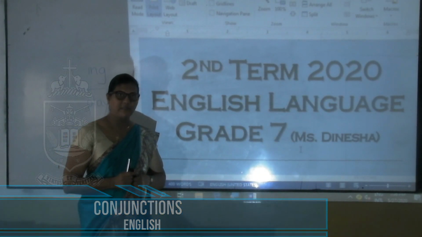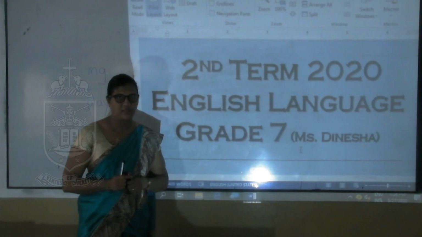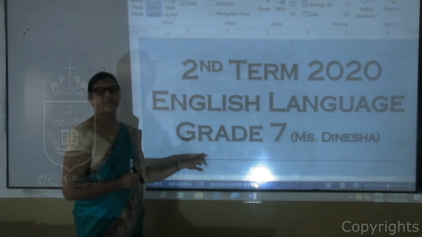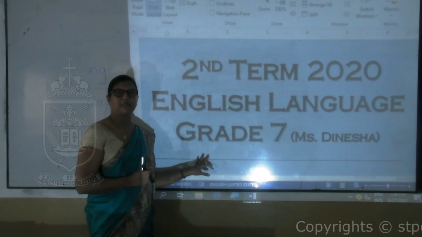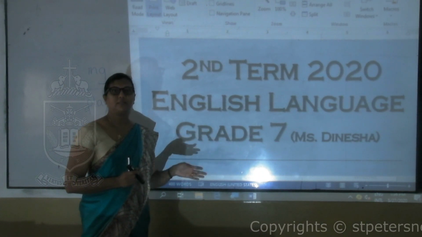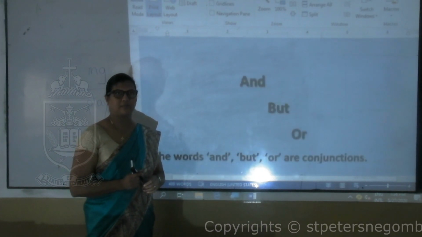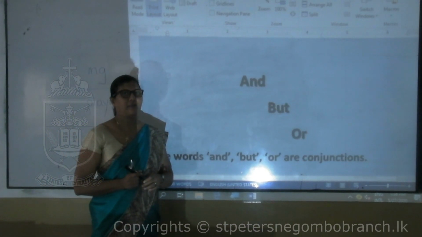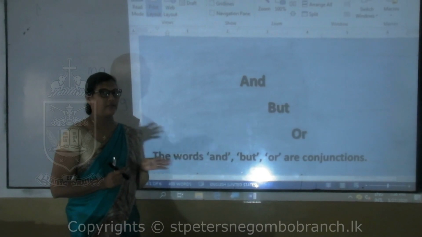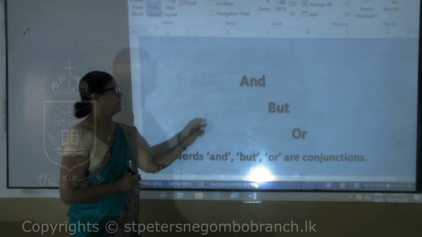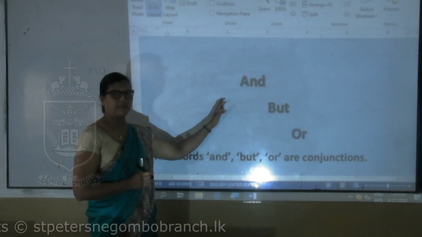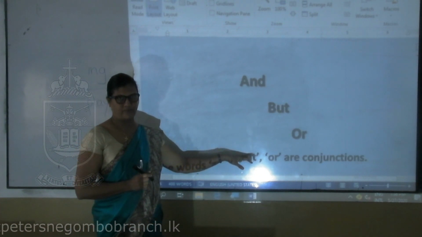Students for grade 7 English lesson of St. Peter's College, Colombo, Digaba branch. Today, our lesson is to learn some conjunctions. There are a lot of conjunctions, but during this lesson we are learning a few. The first set is these three words: and, but, or.